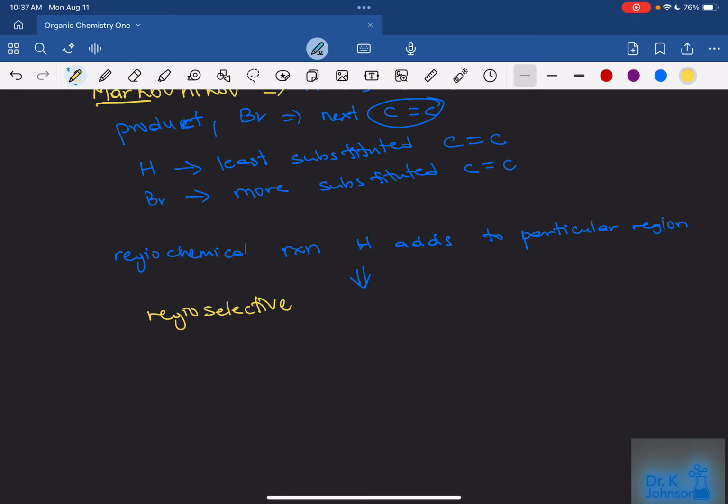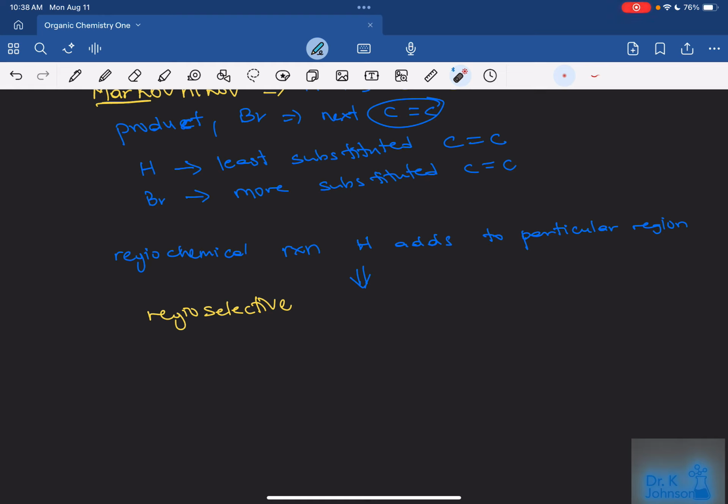And chemists are not crazy, right? We use words in English that actually mean something. Regioselective means that it's selecting a particular region. The hydrogen is selecting a particular region to be added to. Regioselective can also be explained a different way, right? And let me explain that too.